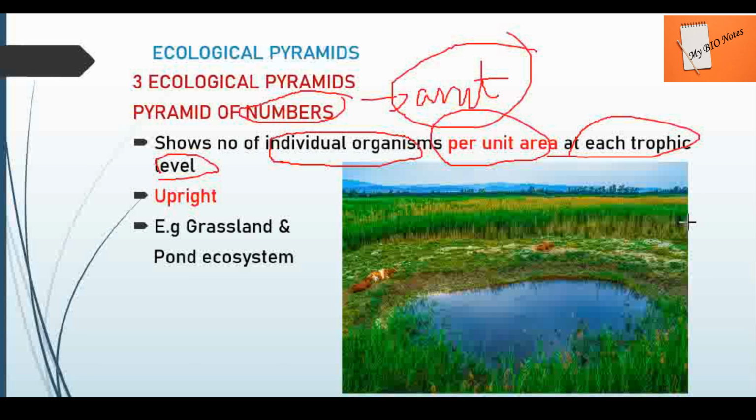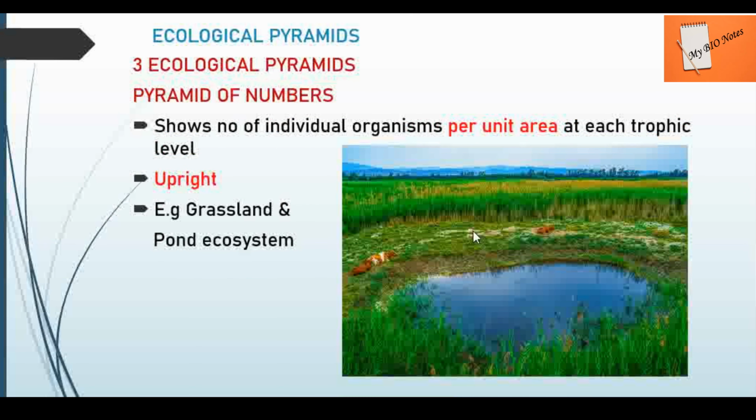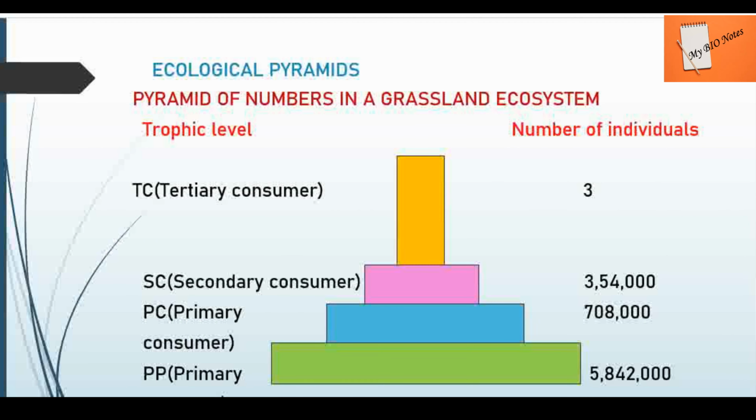It is a simple pyramid, and it is always in an upright position. We'll see in the next slide how it is upright. As an example we can take a grassland and a pond ecosystem, which you can mention. Here you can see the pyramid of numbers in a grassland ecosystem, how it is given.